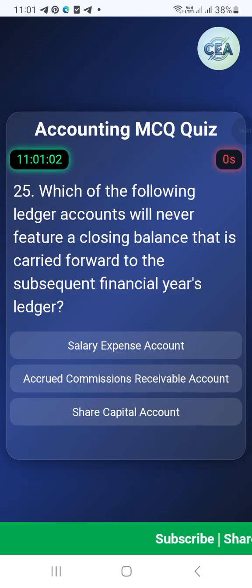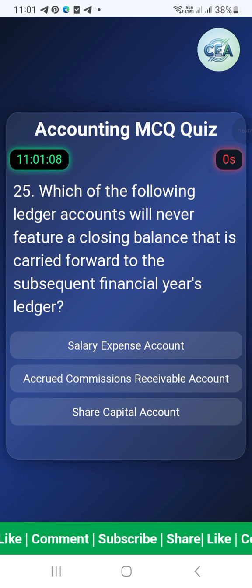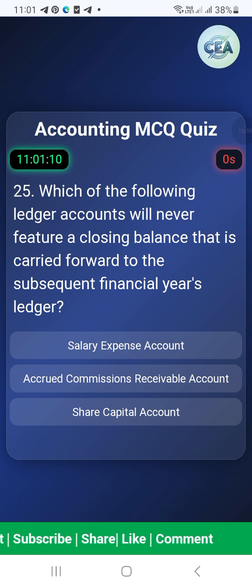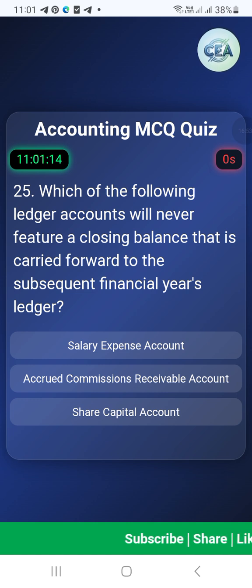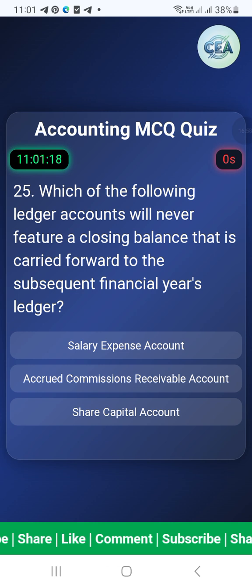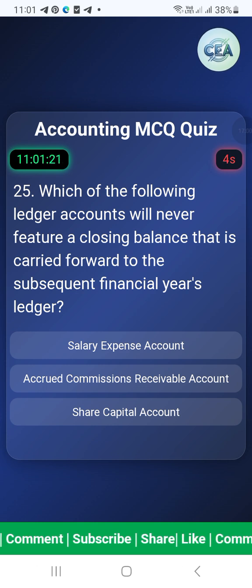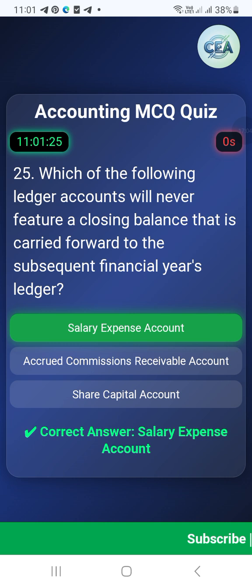25. Which of the following ledger accounts will never feature a closing balance that is carried forward to the subsequent financial year's ledger? Option 1. Salary expense account. Option 2. Accrued commissions receivable account. Option 3. Share capital account. Correct answer is salary expense account.